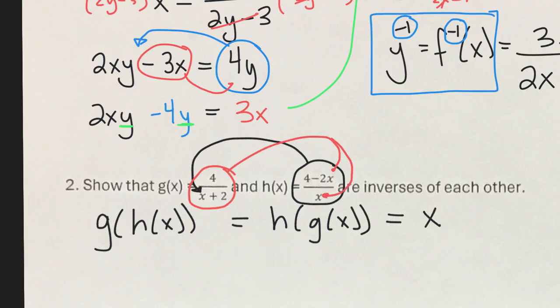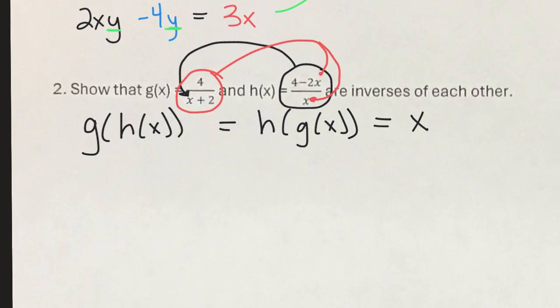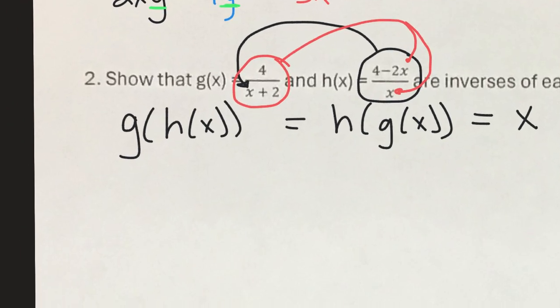Okay, so these problems are very algebra intensive. There's a lot of algebra here, so make sure we're paying attention to the algebra, because the first step is calculus, everything else is algebra. Okay, so this is 4 over something plus 2, and that something is 4 minus 2x over x. Okay, so that's what I get when I plug my 4 minus 2x over x, my h function, in for x over here with g. So that's where I start.